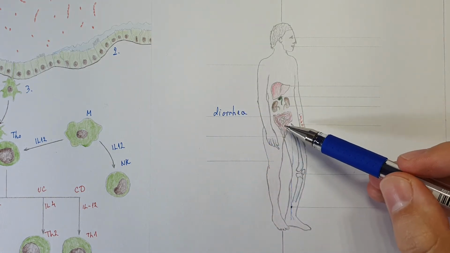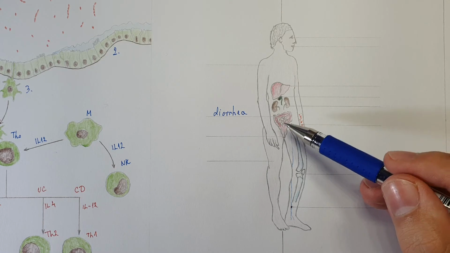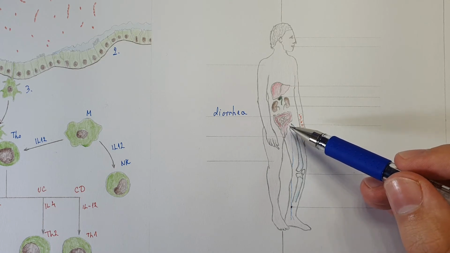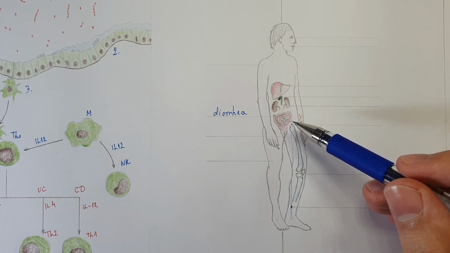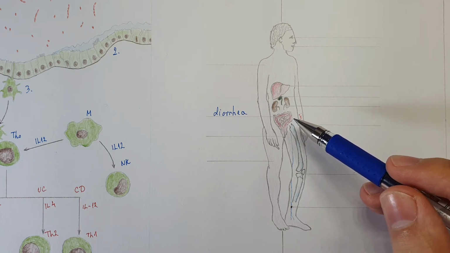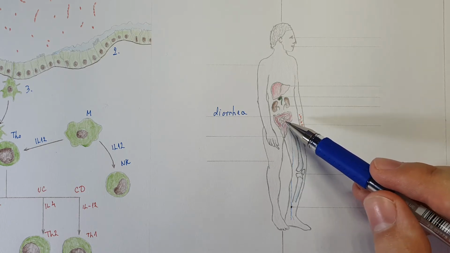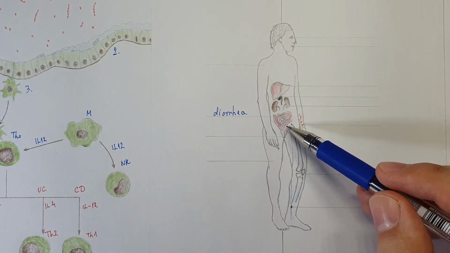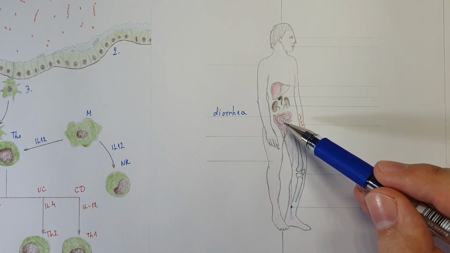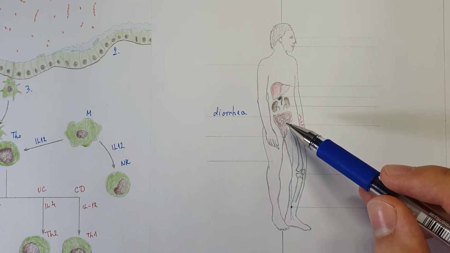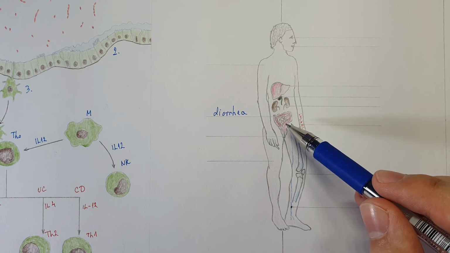The severity of this diarrhea depends on the severity and the extent of the disease, of course. There can be blood in the stool, blood-stained mucus, crampy abdominal pain, tenesmus, so a feeling that the gut isn't fully emptied, even if you were in the bathroom 5 minutes ago. Then rectal bleeding.